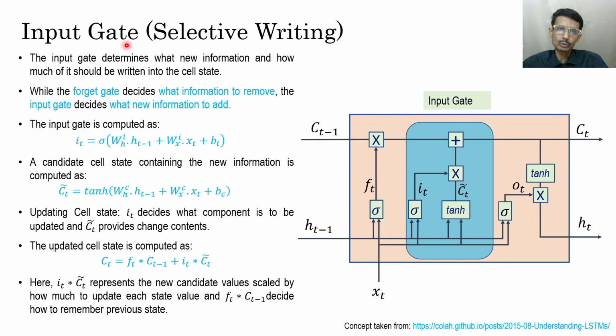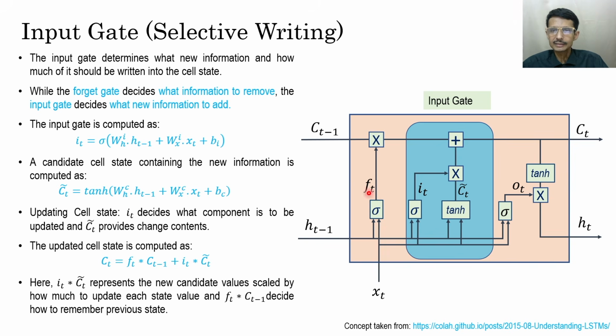Now come to the input gate, that is selective writing. The input gate determines what new information and how much of it should be written into the cell state. Okay, so new information is coming by this state. While the forget gate decides what information to remove, the input gate decides what information to add. So this is for what to remove, now it is what to add.